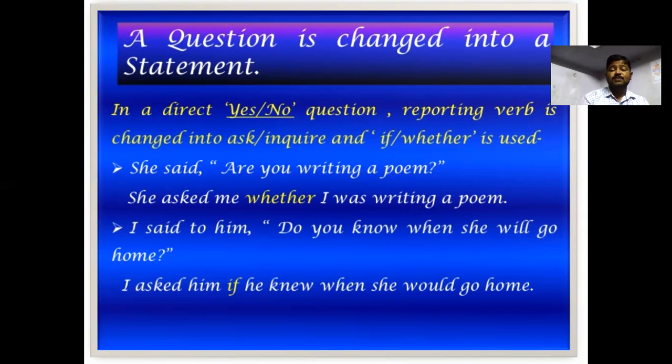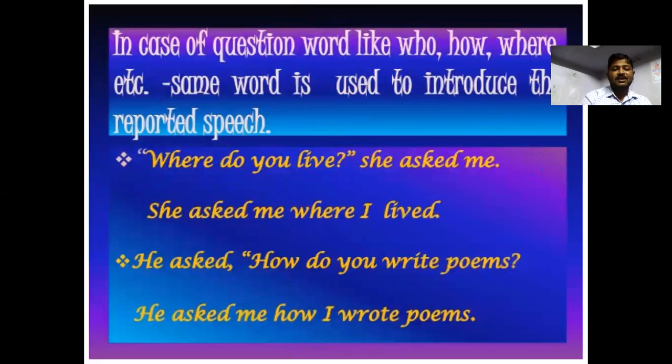And I said to him, "Do you know when she will go home?" I asked him if he knew when she would go home. Will becomes would, and know becomes knew because it's in the past. In the case of question words like who, how, where, etc., the same words are used to introduce the reported speech.